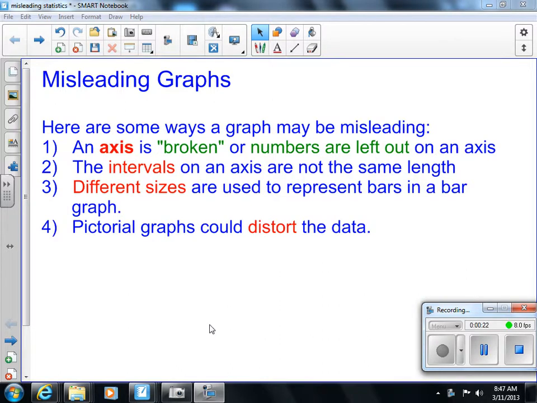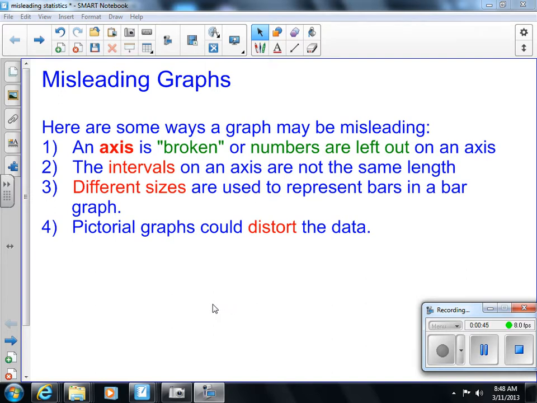Here are some things to look for. You want to look to see if an axis is broken, or possibly if there are numbers left out on an axis. More often it'll be on the y-axis. Now we're going to take a look at several examples to see which of these ways are shown as to why a graph might be misleading.